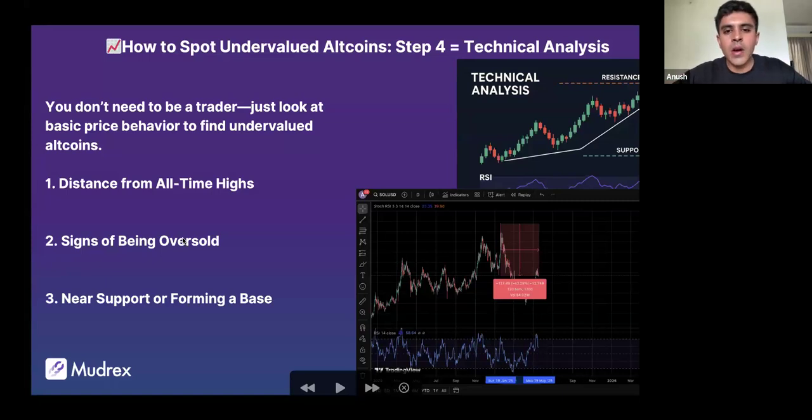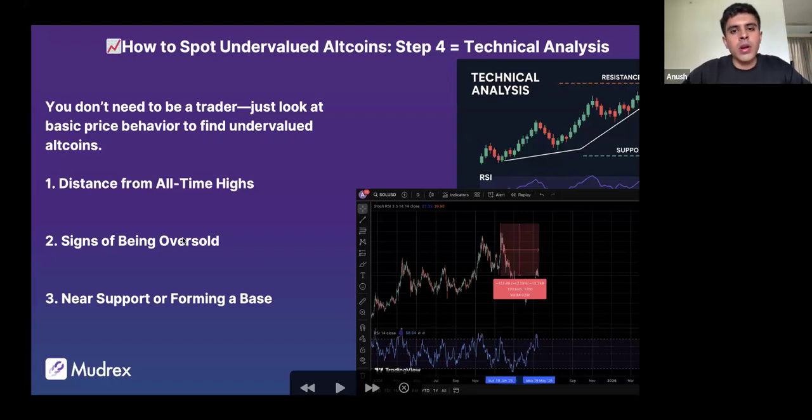Let's say a token hit an all-time high of $10 during the last bull run, and now it's trading at $1. That's simple. It's a 90% drop. Now, that doesn't automatically mean it's undervalued, but it does tell you this. It tells you that the market once thought that the token was worth $10, and if the fundamentals haven't changed, or even if they've improved, this kind of price drop could mean it's trading at a discount.